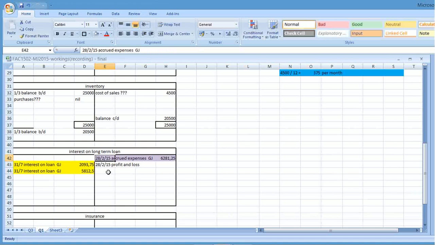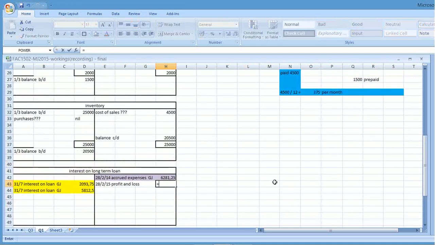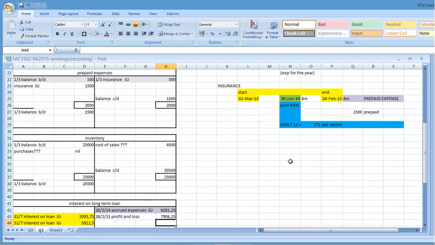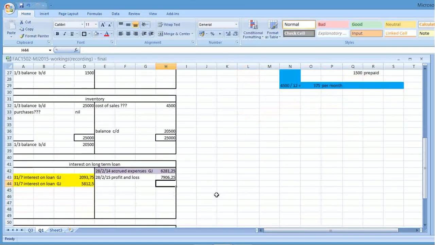See, the date here is wrong. That was opening year, not closing, so 40, not 15. Okay, and the profit and loss figure that you would reference in your statement of comprehensive income would be that amount, 7,906 Rand 25. Then you've got the accrued expense, which is fine.